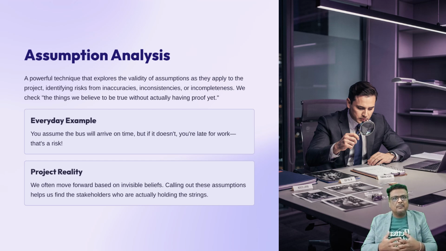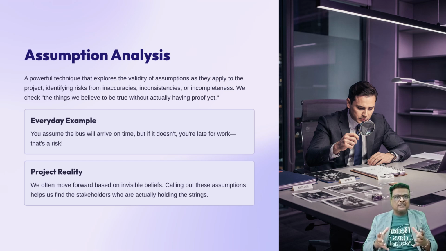I once worked on a project where we assumed a key stakeholder would approve our budget because he always had in the past. But he had recently changed his focus to cost cutting, and our assumption almost sank the project. By calling out these assumptions, we find the stakeholders who are actually holding the strings.